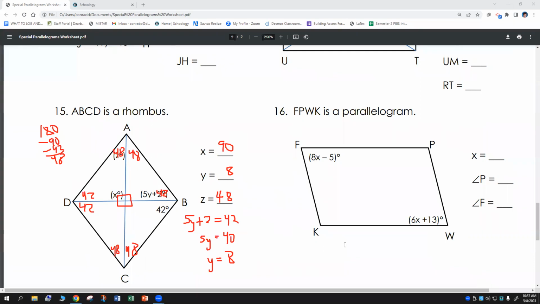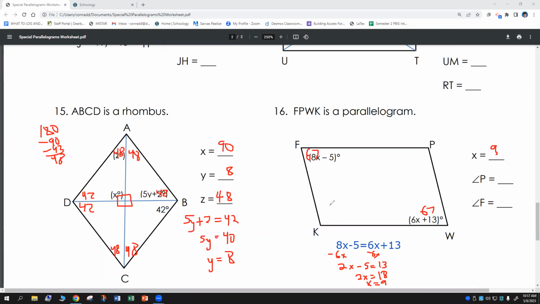All right, this one, opposite angles are equal in a parallelogram. So 8x minus 5 is going to equal 6x plus 13. We're going to subtract 6x from both sides. You get 2x minus 5 equals 13. We're going to add 5 to both sides, so we get 2x equals 18, and then x equals 9. We're going to substitute back in. 8 times 9 is 72 minus 5 gives us 67. 6 times 9 is 54 plus 13, that's 67. So that's good.